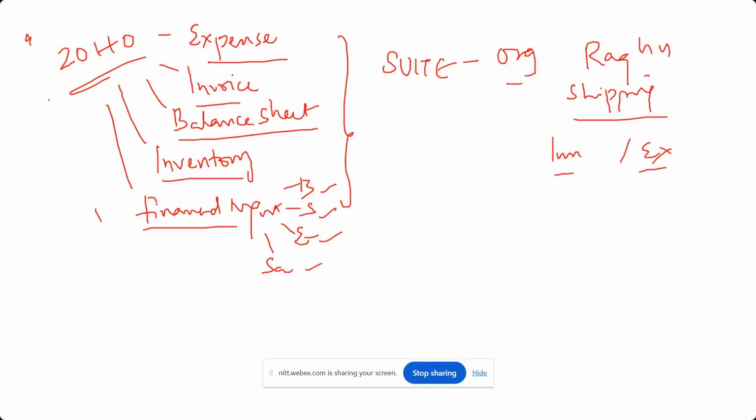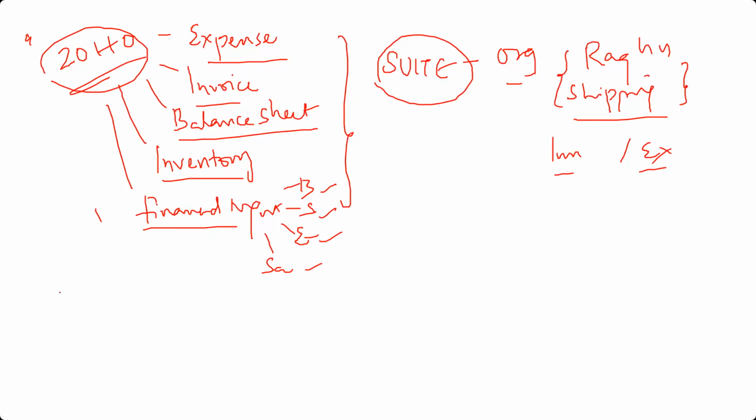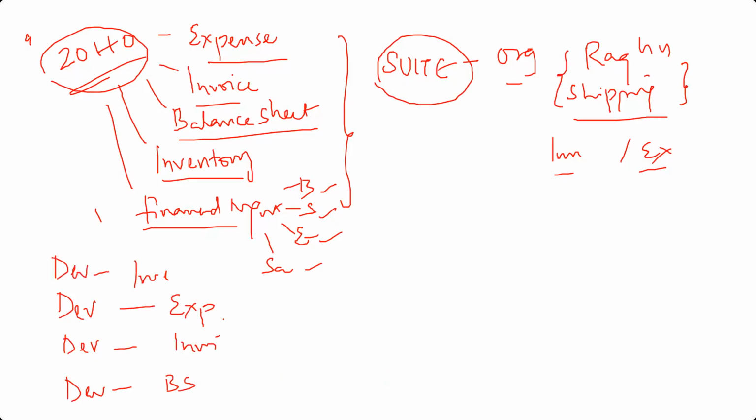Okay. So a company like Zoho, when it is offering multiple products like a suite to a company like Raghu Shipping and Co. or any other company, behind the scenes, the company will eventually have different dev teams for each product. So for example, expense management, you have one dev team. You have another dev team for invoice. You have another dev team for balance sheet module. You have another dev team for inventory. So each of these dev teams write their own code separately.